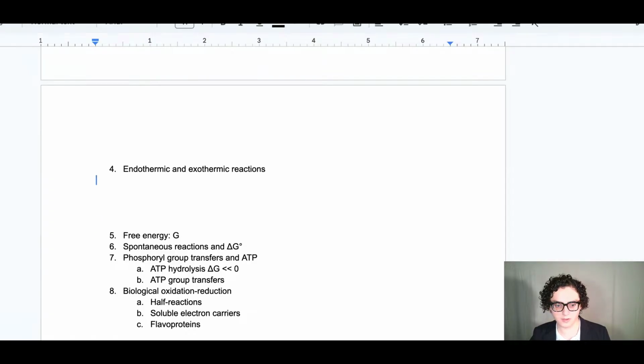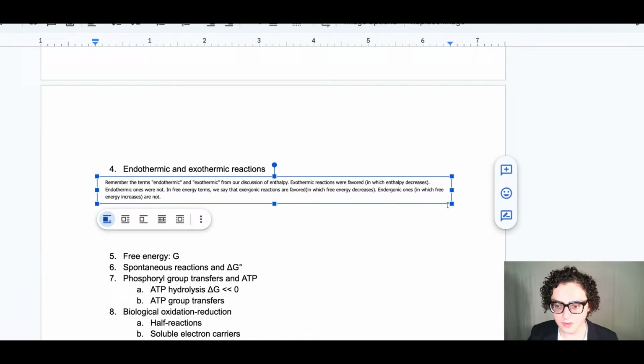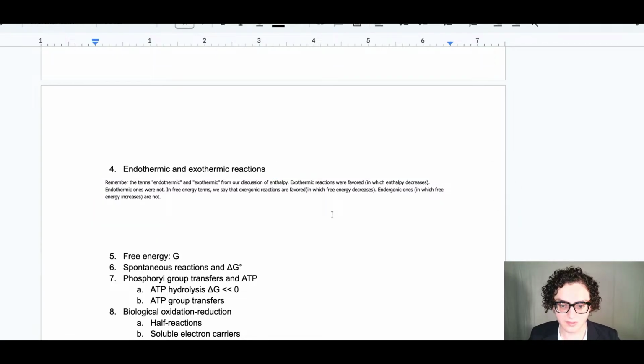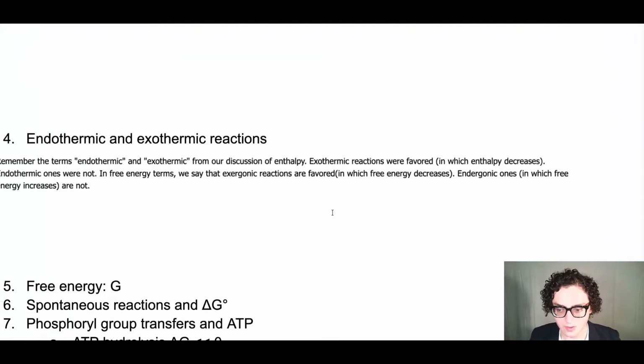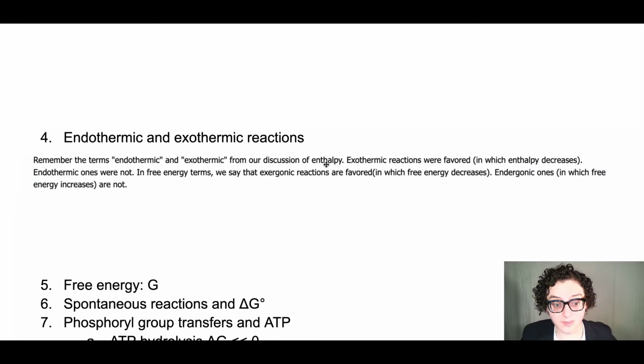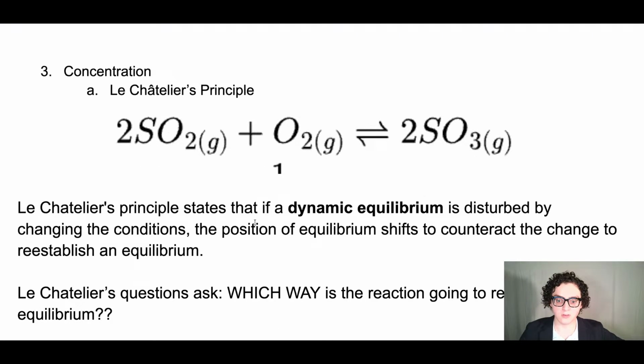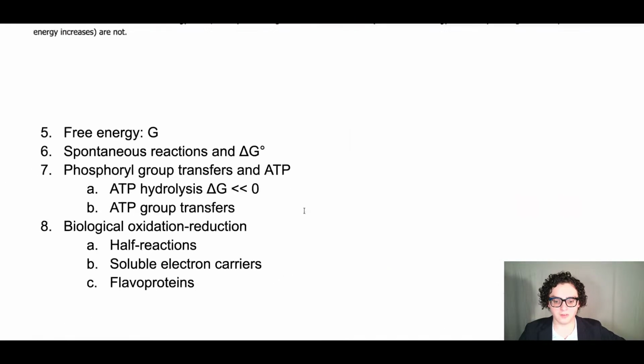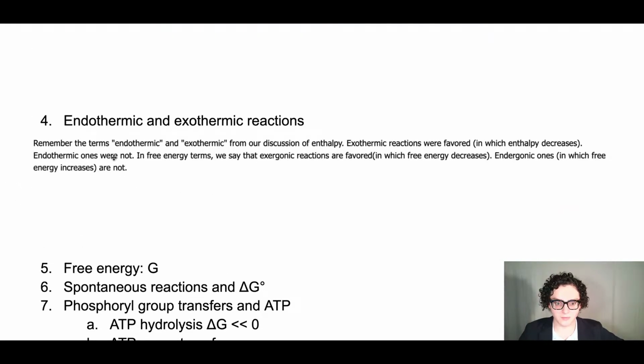Straight out of that textbook, here's the definition. Endothermic and exothermic. So let's remember what endothermic and exothermic mean from our discussion of enthalpy. It seems like these terms refer to enthalpy, whereas endergonic and exergonic, which I introduced earlier, are referring to Gibbs free energy. So rather than Gibbs free energy, we're dealing with enthalpy here.